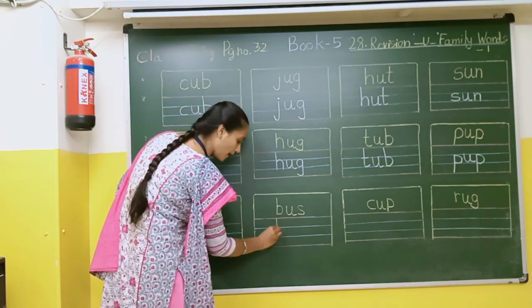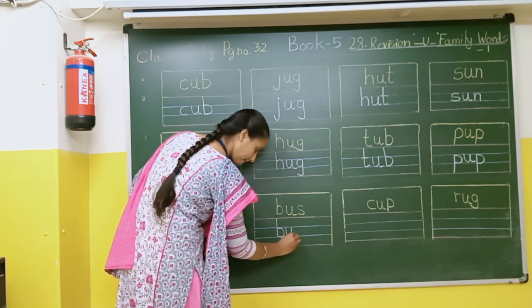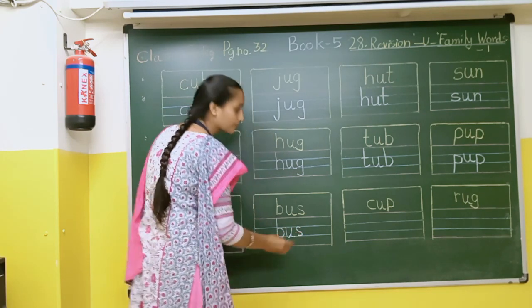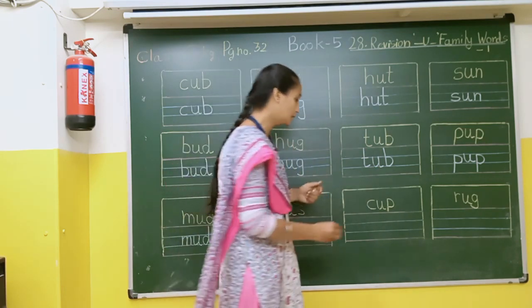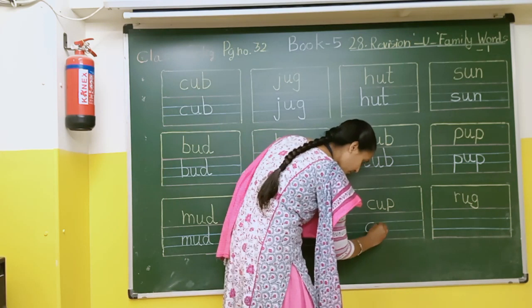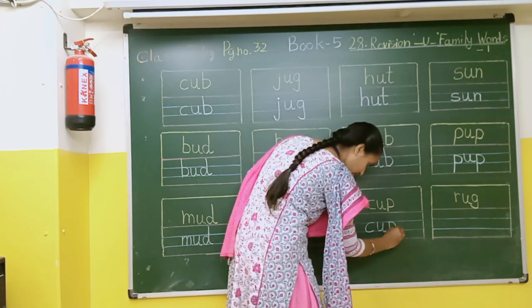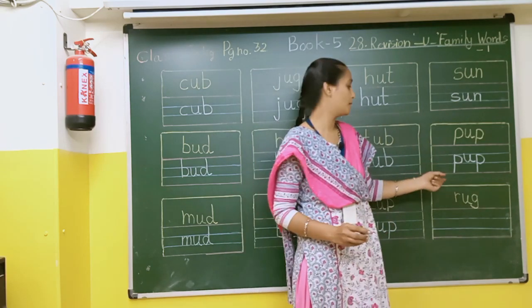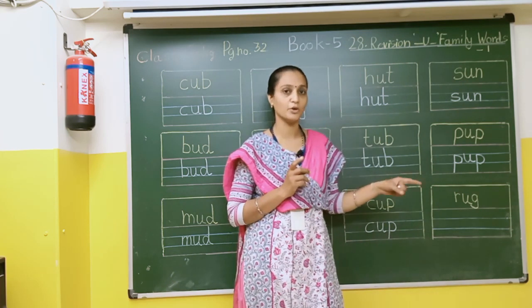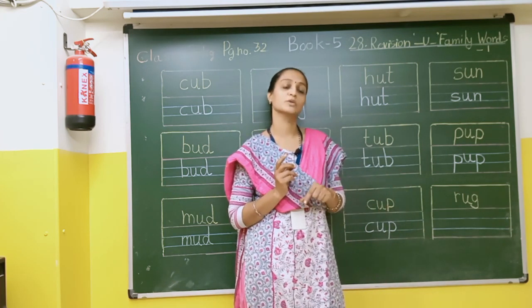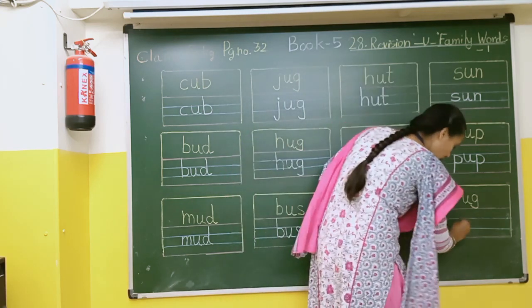Here there is an image of bus. B U S bus. Here there is an image of cup. C U P cup. Here there is an image of rug. Rug yani galicha. जो हम हमारे घरों में जो floor होता है उसके ऊपर बिछाते हैं. That is called rug. R U G rug.